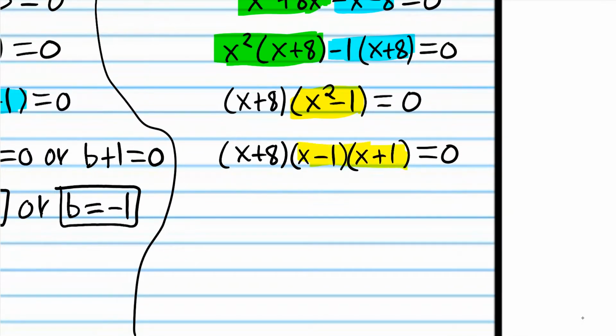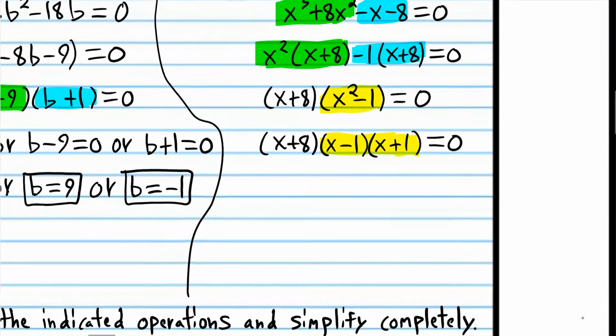So how did I know that's the difference of two squares? Well, because we have x squared, and we have 1, which is the same thing as 1 squared. So you're subtracting two squares. See, 1 squared and x squared, you're subtracting them. That's why we call it the difference of two squares. Subtraction means the difference.